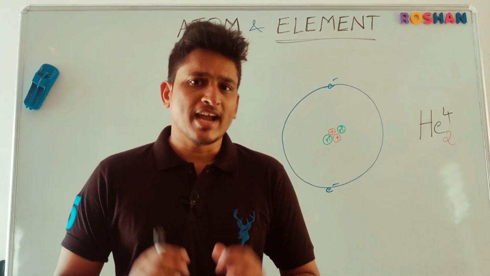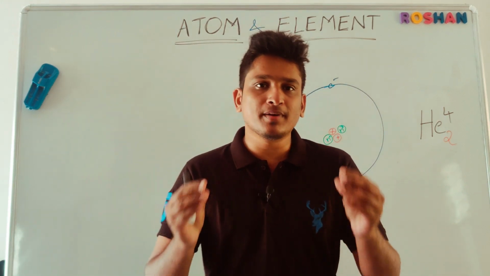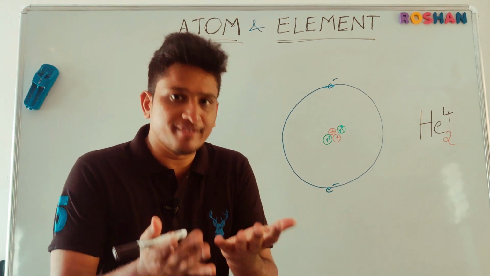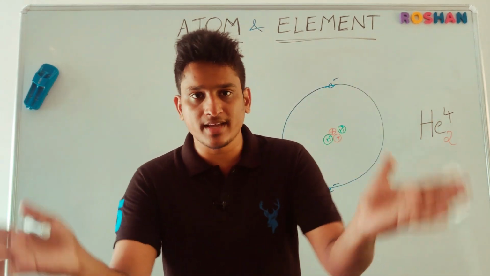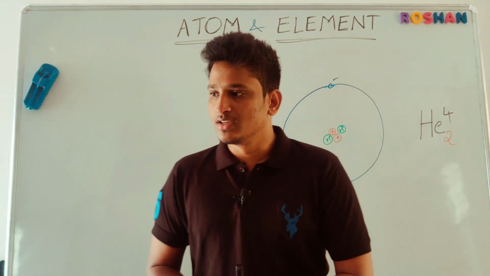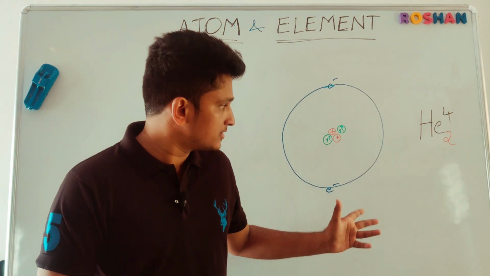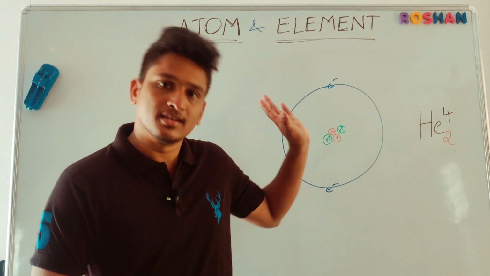Hello students. Anything which has mass and occupies some space is called matter. That means anything which has some weight, and occupies some space, has some volume, is called matter. So can we call this whiteboard matter? Yes, it has some mass, it occupies some space, it's matter.